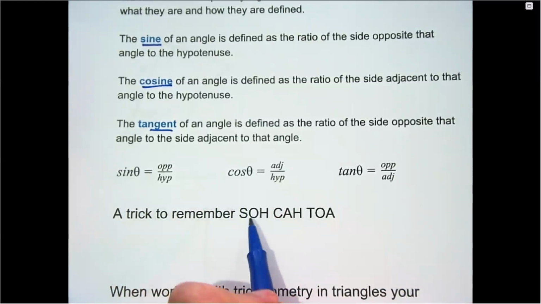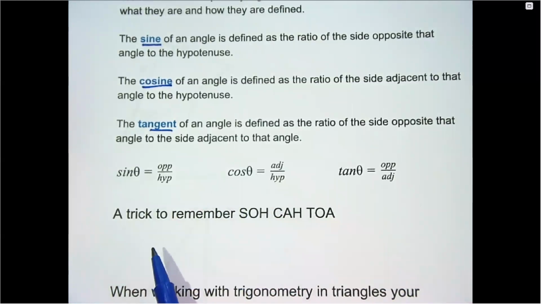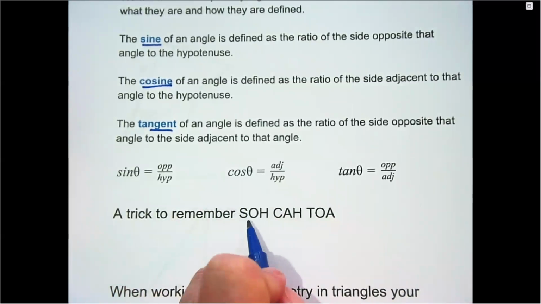SOHCAHTOA. Why do I say SOHCAHTOA? That seems silly. Well, it's a way to remember this. S stands for sine, O stands for opposite over hypotenuse. Sine is opposite over hypotenuse.